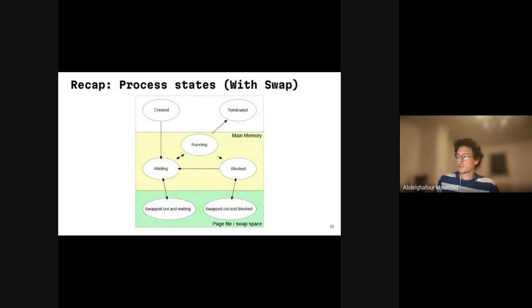So, a very quick recap with the process states. We saw the process states before we talked about swapping. So the process states that exist now, when we talk about the complete picture of process states: in addition to the states we talked about, we now have swapped out and waiting, and swapped out and blocked. So if the process state is waiting or blocked, we can have an additional state that says the process has been taken completely out of memory into swap to free some memory for other execution processes.